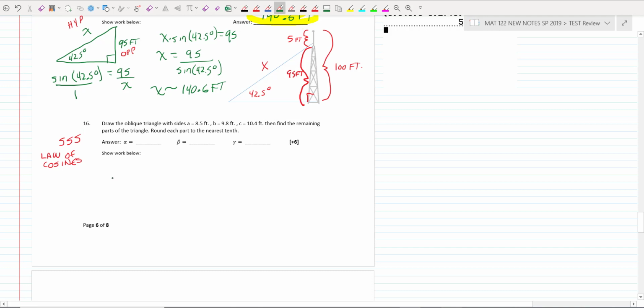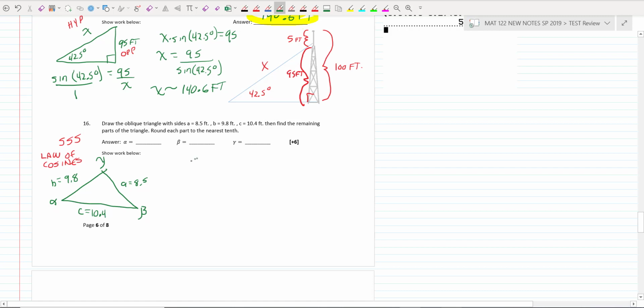Okay, so the first thing we'd have to do is you want to pick a side on this. Now you can draw the triangle if you need to. I usually am very visual, so I like to label things. So we're going to say that's alpha, beta, gamma. Okay, and it looks like side A is 8.5, side B is 9.8, and side C is 10.4. So it's up to you where you start. I'm going to start just with alpha.